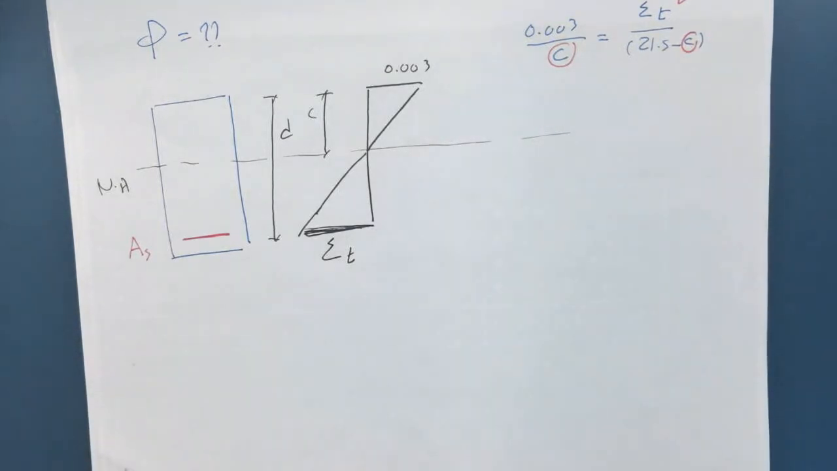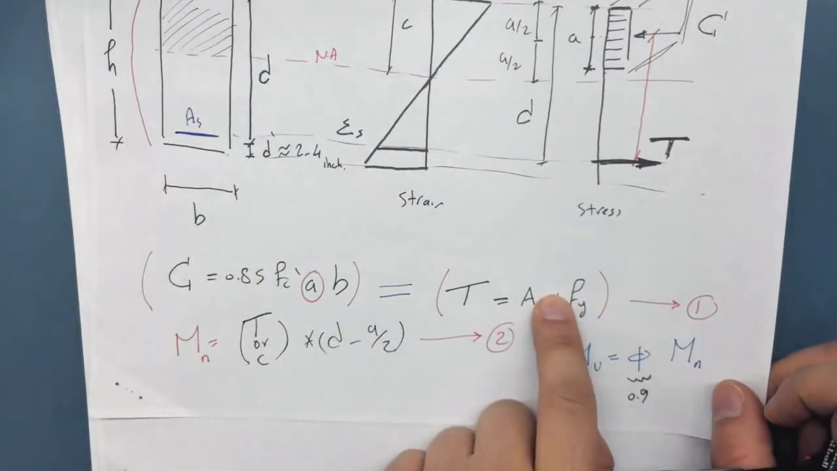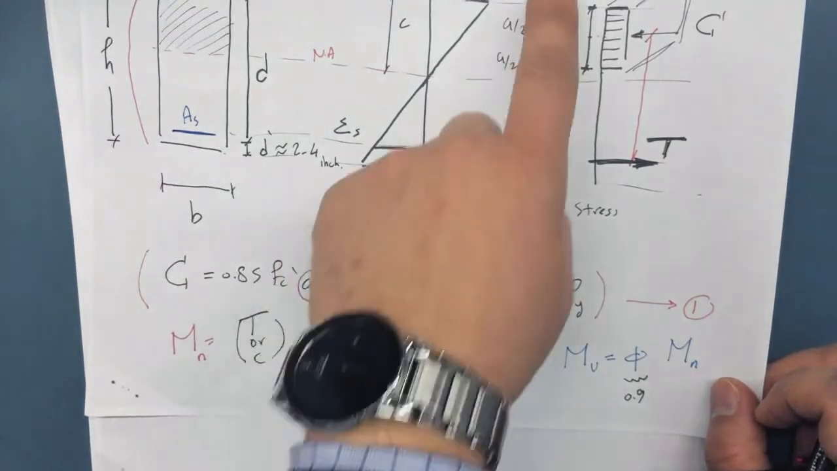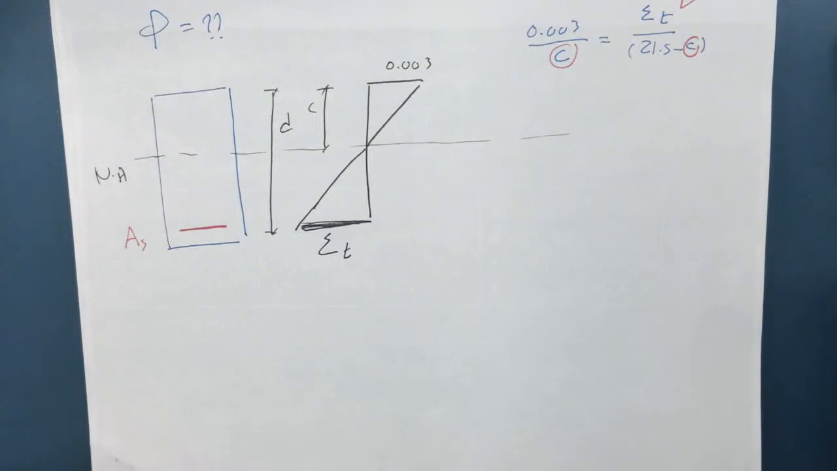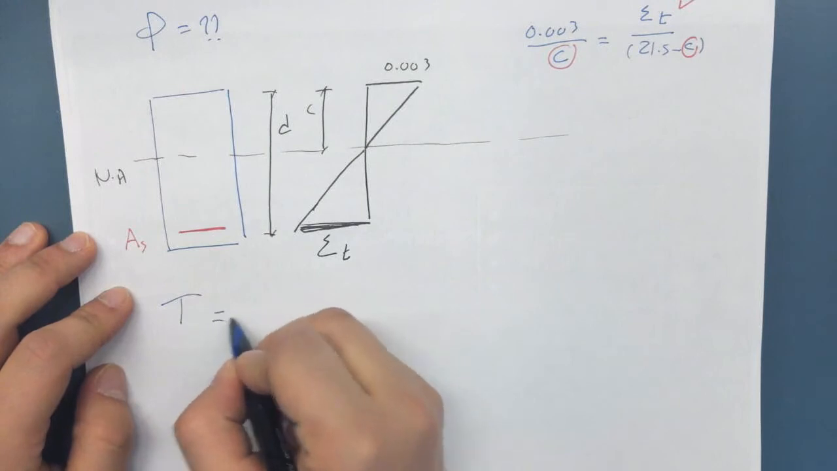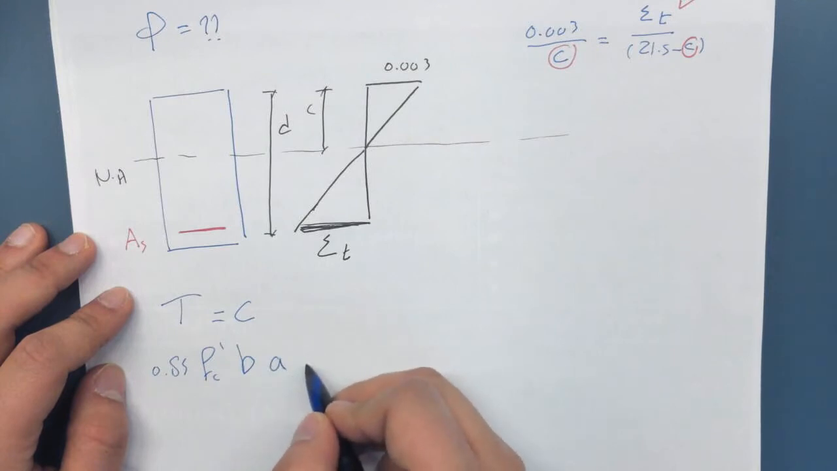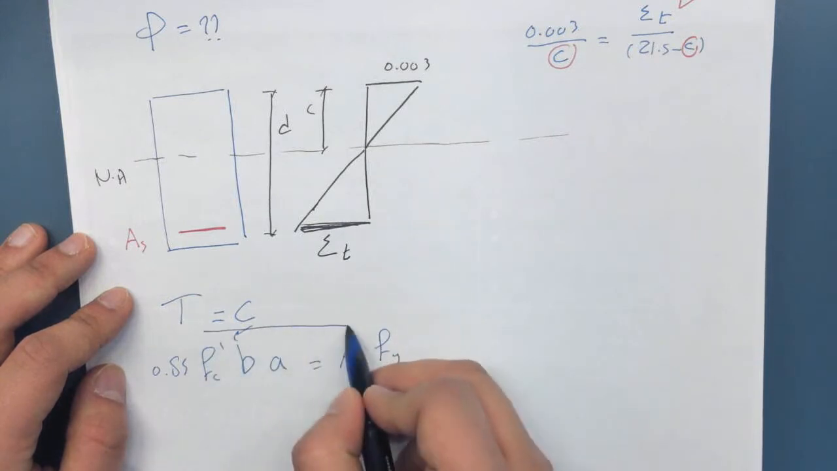But if you recall, I told you the equation that we usually use to find c or a is simply the equation of equilibrium between the compression forces and the tension forces. So I'm hoping, and this is a correct hope, to find the value of a, and from it we can find the value of c. Let's plug this in here. The first equation, which is T equals C, tells me that 0.85 fc prime b multiplied by a, this is the C part, is equal to As multiplied by fy.